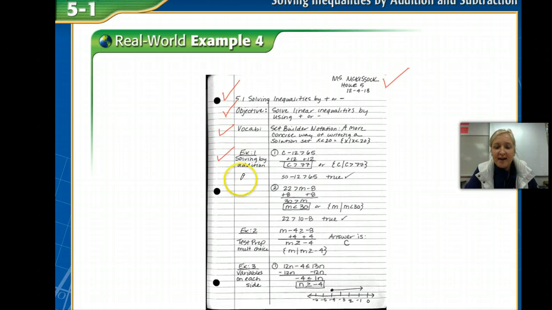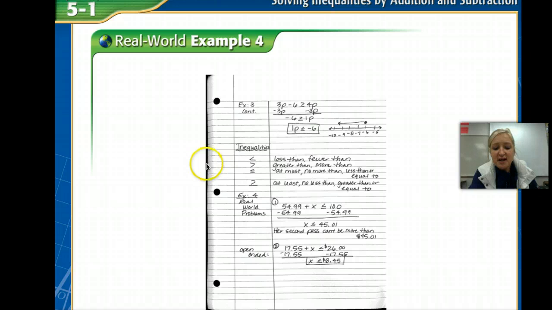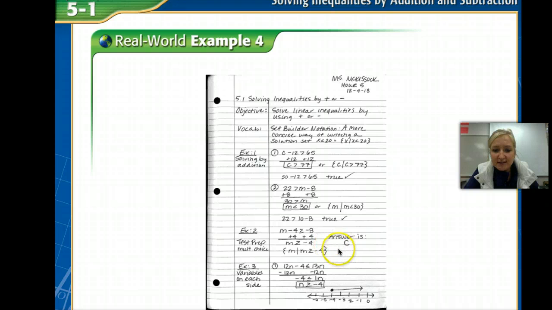Because again, you are learning when you are watching me do examples, but you are learning more when you are doing and practicing them yourself. So I have example 1, example 2, and example 3 written out. I wrote down the inequalities and how they can be represented. And then I have the real world examples down here. I have my open-ended and my multiple choice answer that I've practiced on my notes.